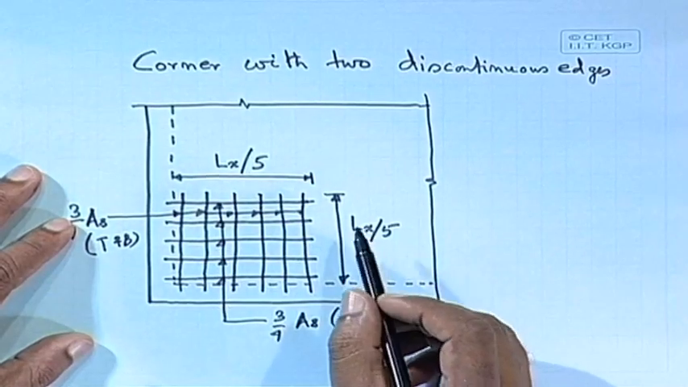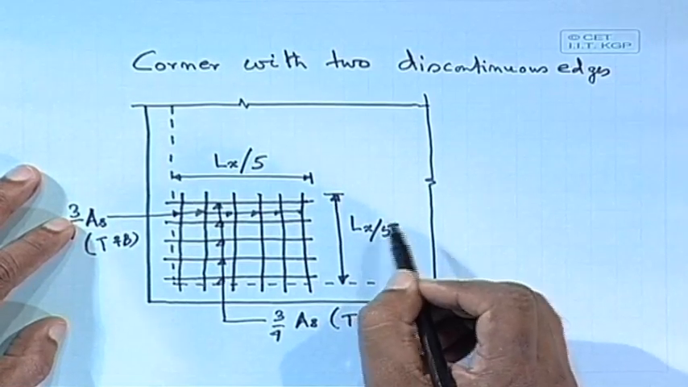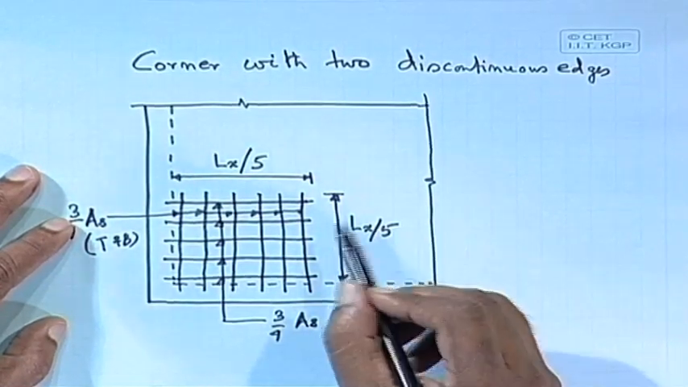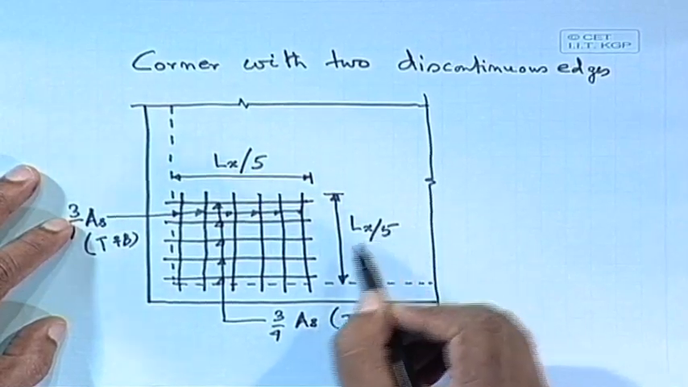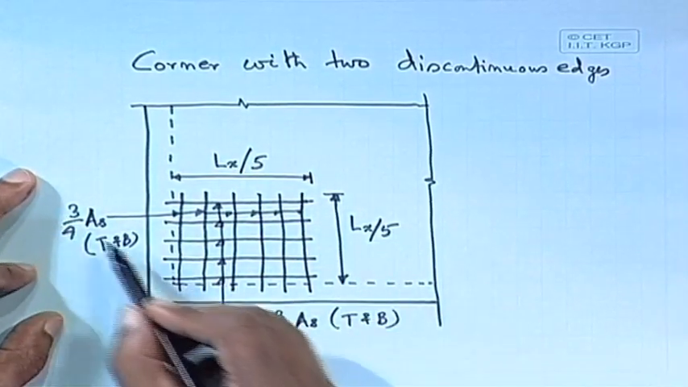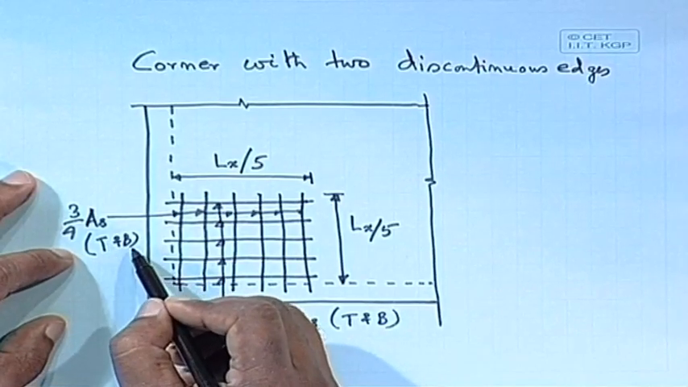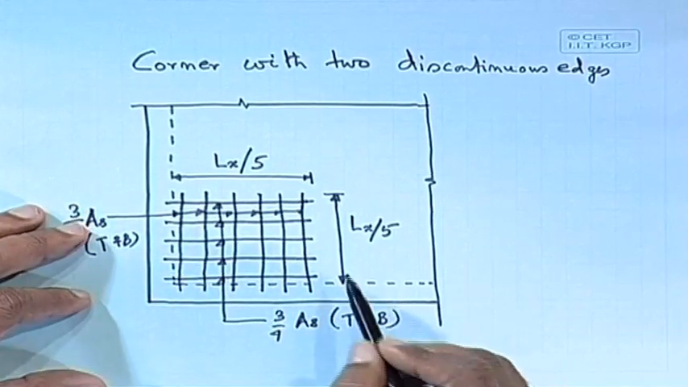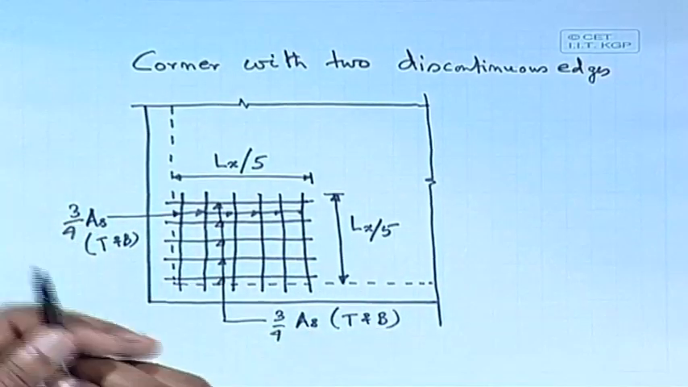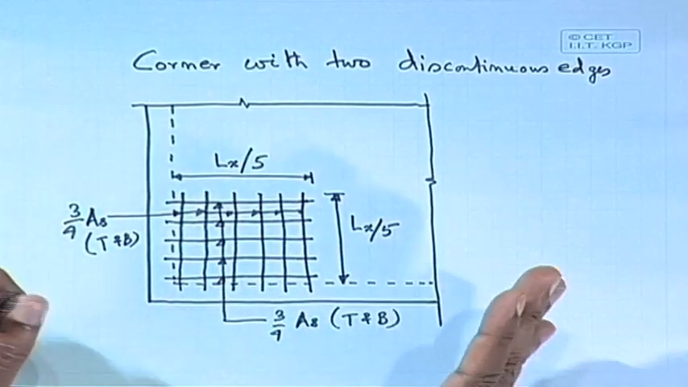What we are doing is, since we know the span moment for the longitudinal side as well as the shorter side, as well as the longer side, we shall take the shorter side one, and 3/4 of that we shall provide here, and that is why we write down top and bottom. Generally for detailing, we mark those bars.